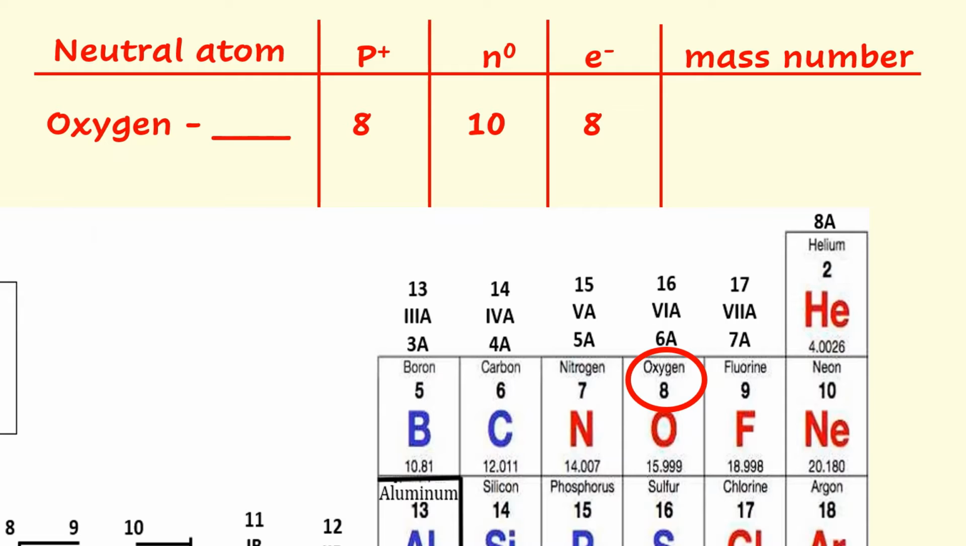And our mass number is the sum of the protons and the neutrons because they both have a mass of 1. So it's going to be 8 plus 10 gives us a mass of 18. Remember, we never include electrons in the mass number because electrons have virtually no mass. And it's the mass number we write after the element in the hyphen notation, so it would be oxygen-18.